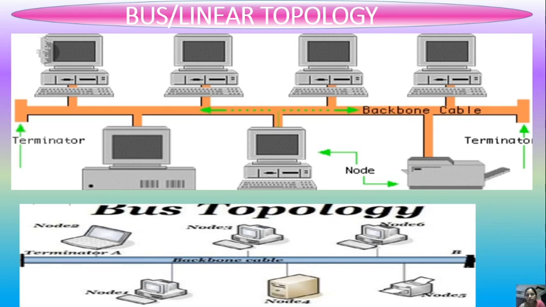You can see in the first image, one long linear backbone cable is there, with one terminator on the left side and one terminator in the right corner. In this linear way, systems are connected. At the bottom, one more image is given. That image is also showing the same concept: one long linear cable, and systems and devices are connected to the cable.